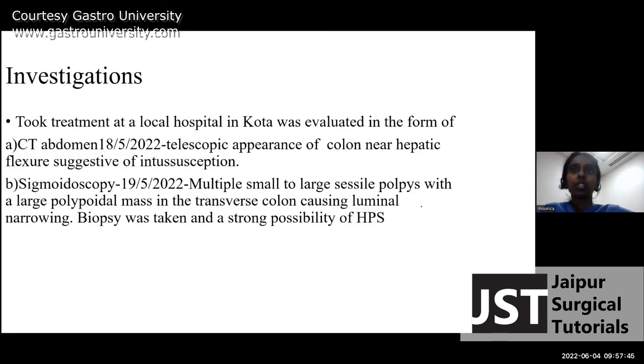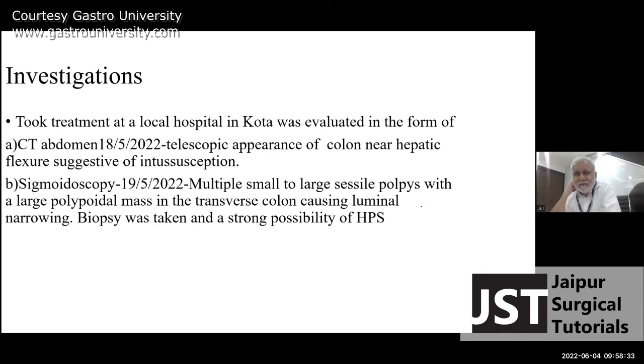Sigmoidoscopy was done. There were multiple small to large sessile polyps with a large polypoidal mass in the transverse colon causing luminal narrowing. Biopsy was taken and a strong possibility of FAP. So, do you agree with this report? The sigmoidoscopy report. Read it again. Yes, sir. Multiple small to large sessile polyps with a large polypoidal mass in the transverse colon causing luminal narrowing. What investigation has been done? Sigmoidoscopy, sir. And where are they describing the polypoidal mass? They are describing it in the transverse colon, sir. So does it fit?